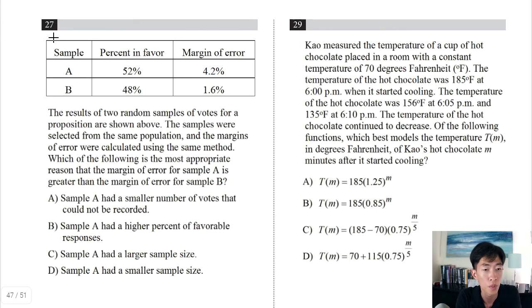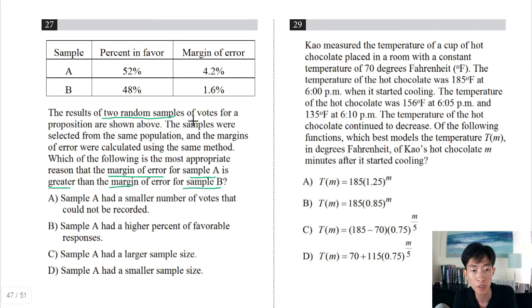Question 27. We have a chart. It says the results of 2 random samples of votes for a proposition are shown above. If the samples were selected from the same population and the margins of error were calculated using the same method, which of the following is the most appropriate reason that the margin of error for sample A is greater than the margin of error for sample B?